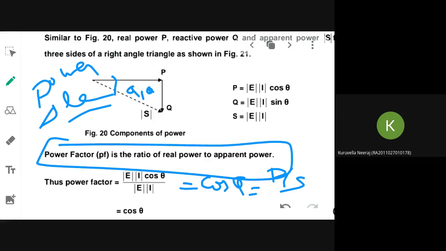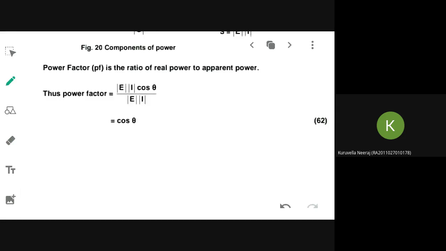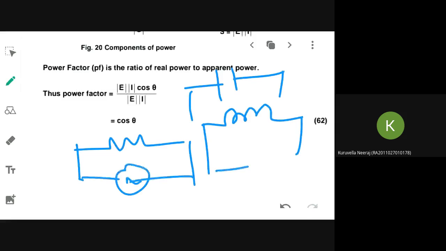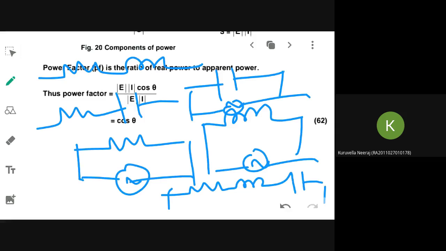Next, in a circuit you may have an R component separately, or an inductive component separately, or a capacitive component separately, all connected to an AC supply. Or you may have RL in combination, RC in combination, or RLC in combination. In such a combination, how will the circuit behave, what will its voltage, current, and power factor be, and what is the phasor diagram? That you have to discuss.